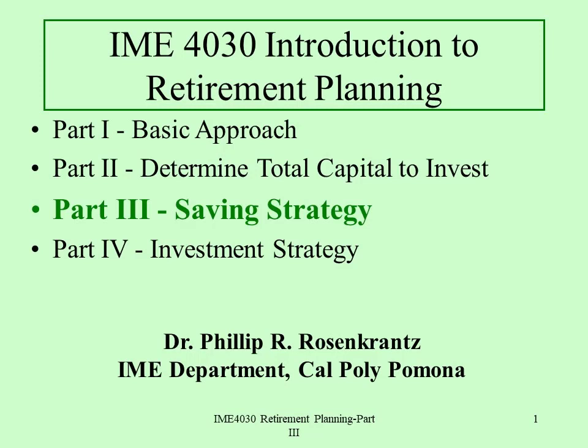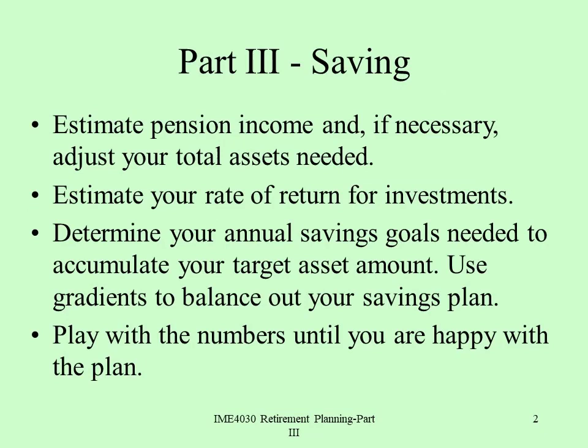This is part 3 of Introduction to Retirement Planning. On the title slide, you'll see that this is a discussion of our savings strategy, and we'll follow that with a look at our investment strategy. So let's go to slide number 2, and you'll notice that with our approach, we've estimated what we think we're going to need at retirement, and now we're going to talk about how much we're going to need to save in order to generate that.